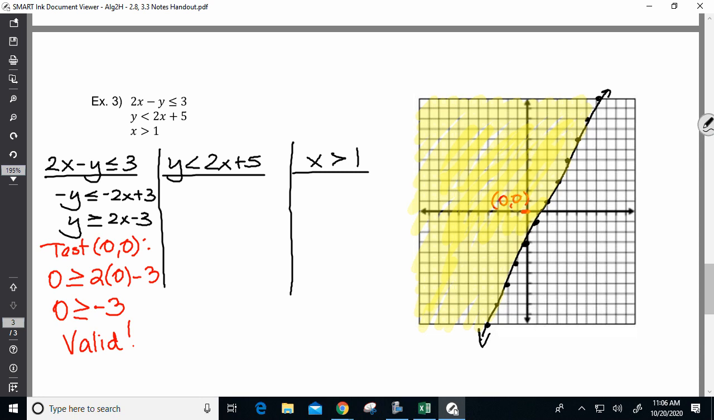Y is greater than 2x. Y is less than 2x plus 5. The y-intercept is 5, up to right 1.